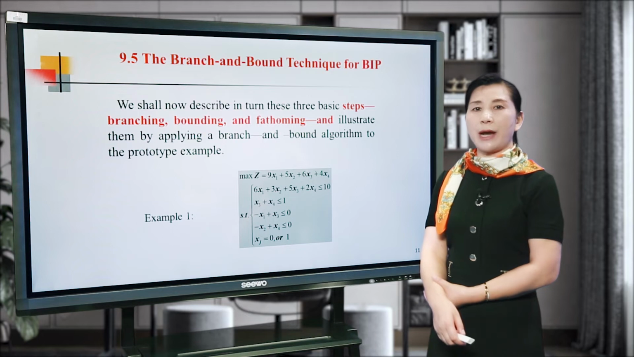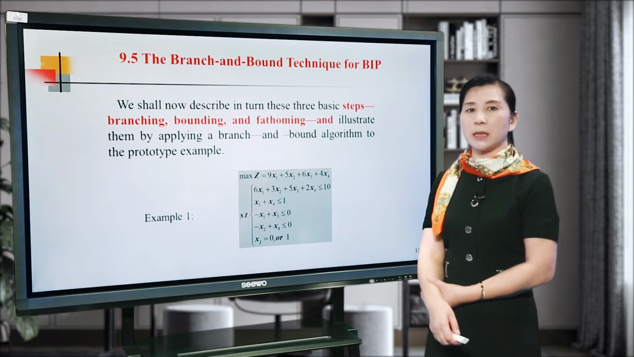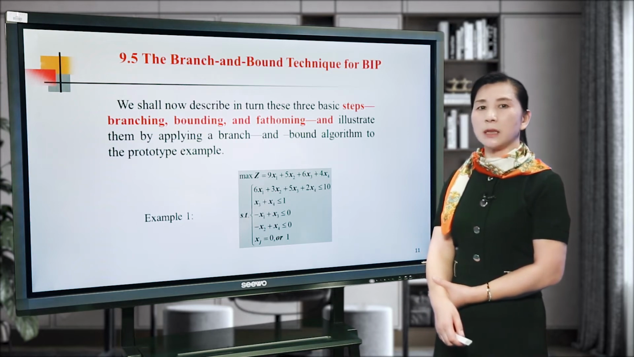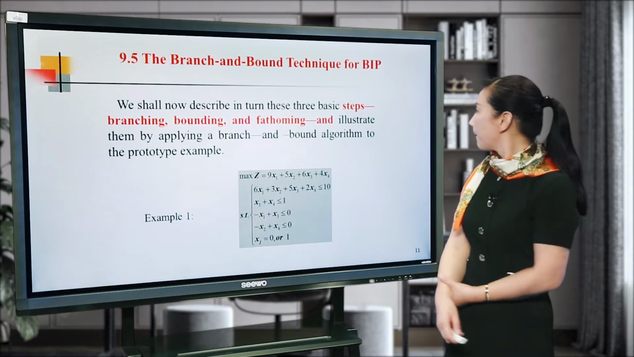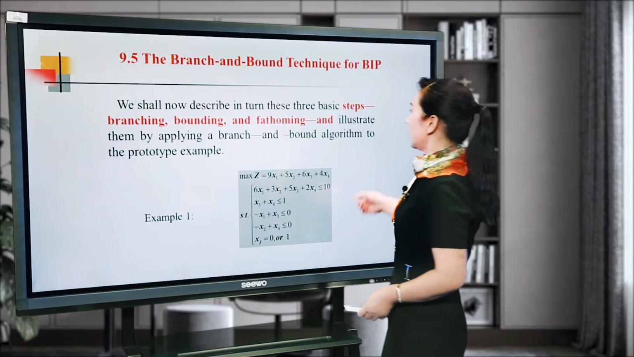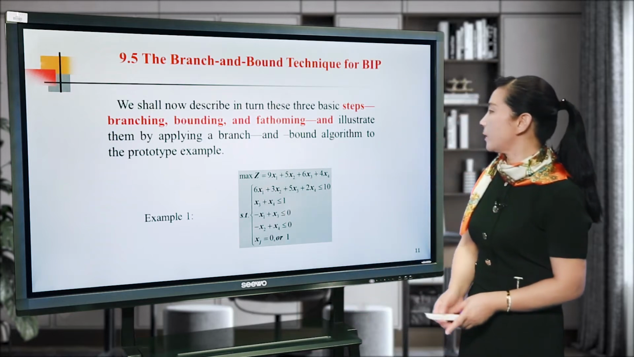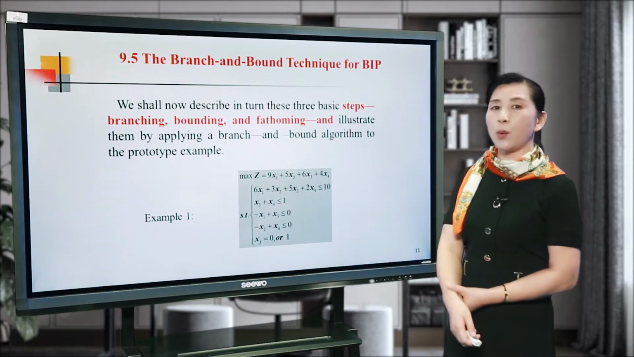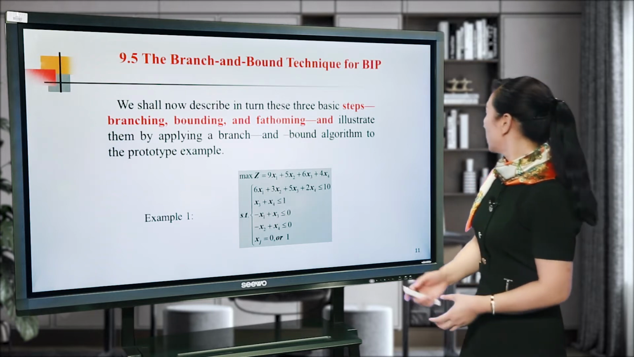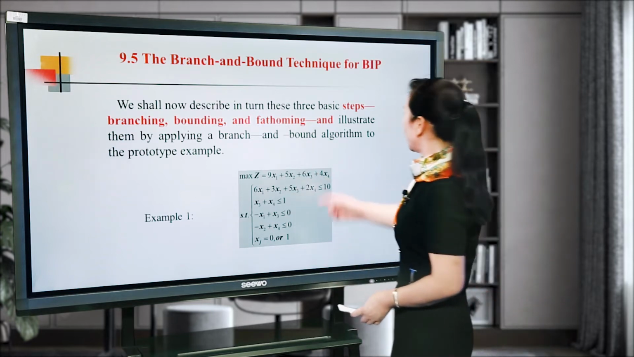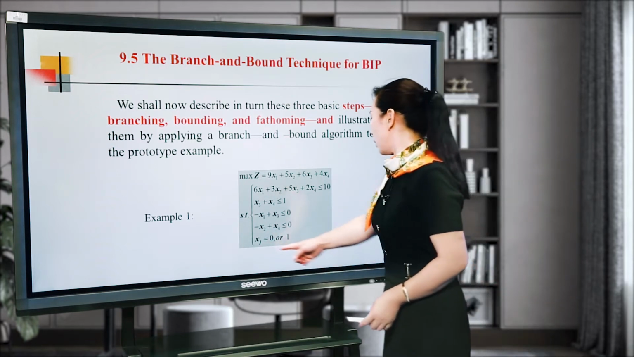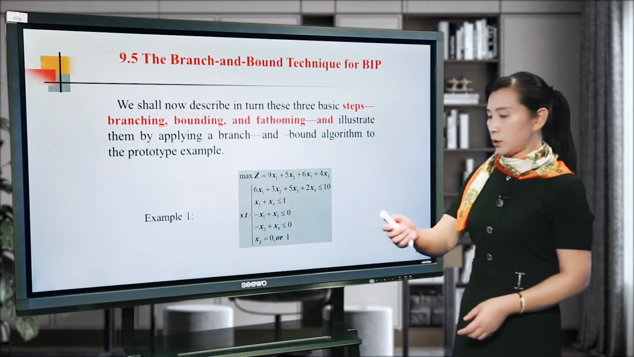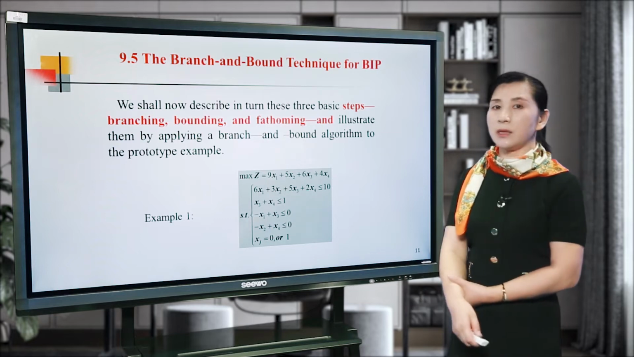We should now describe in turn these three basic steps: branching, bounding, and fathoming. And we explain them with this prototype example. We see Example 1. We need to solve this model, where all the xj are binary variables, so it is a BIP model.